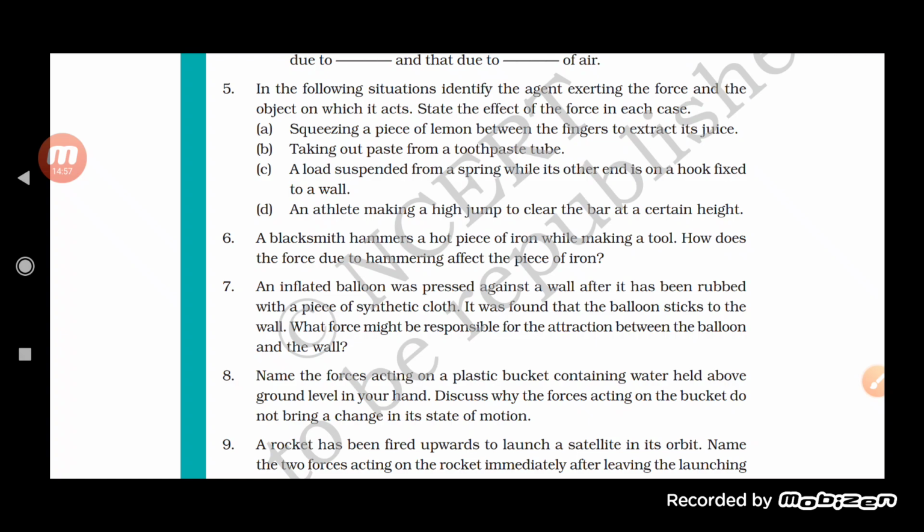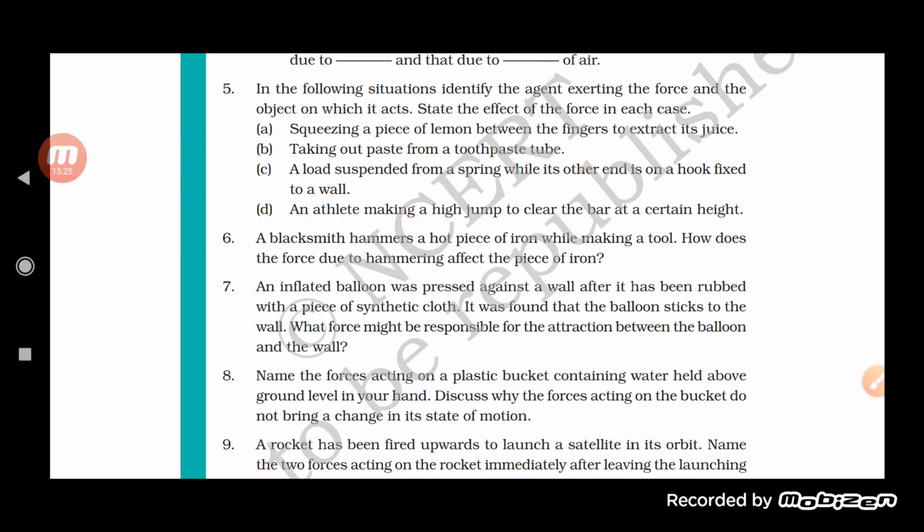Now the next question is: a blacksmith hammers a hot piece of iron while making a tool. How does the force due to hammering affect the piece of iron? So when a blacksmith hammers a hot piece of iron while making a tool, he is applying a muscular force on it, and the muscular force will be responsible for the change in the piece of iron.